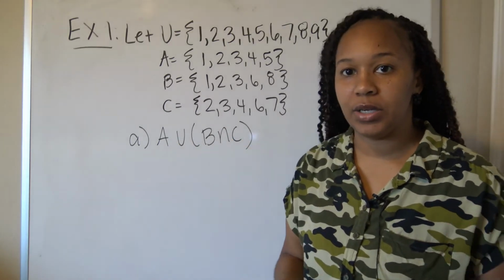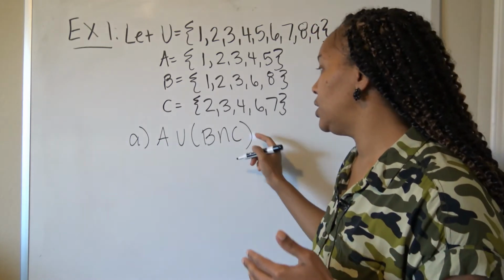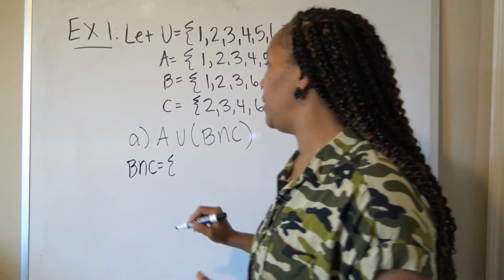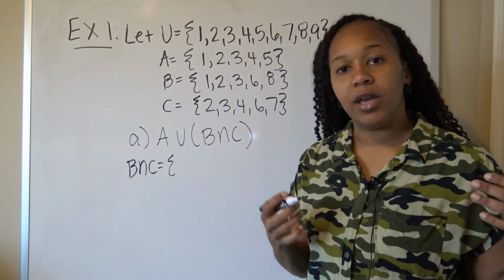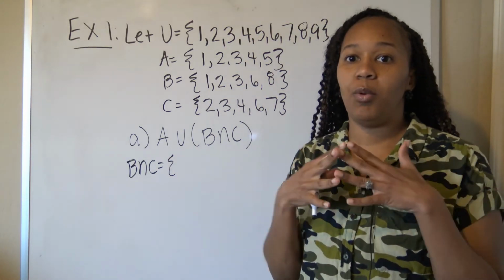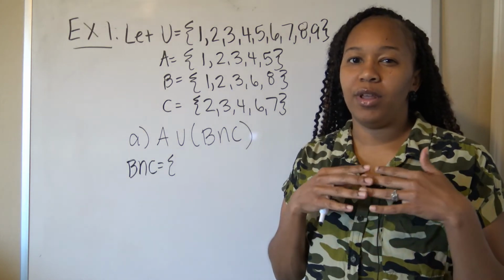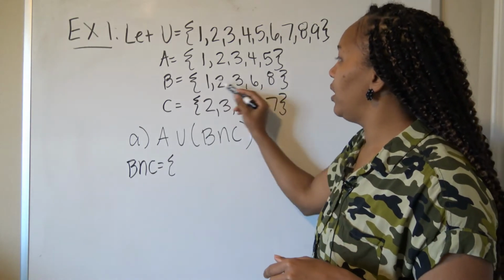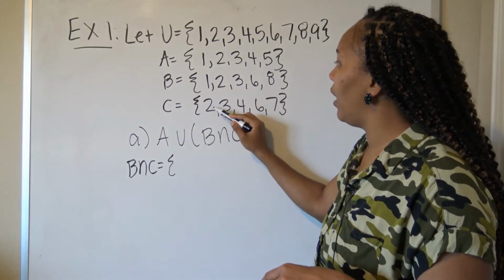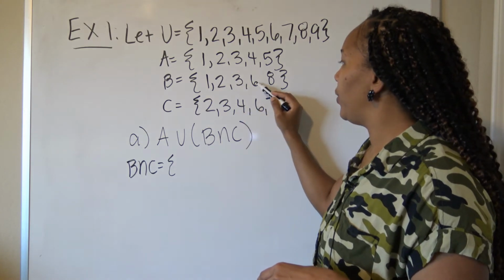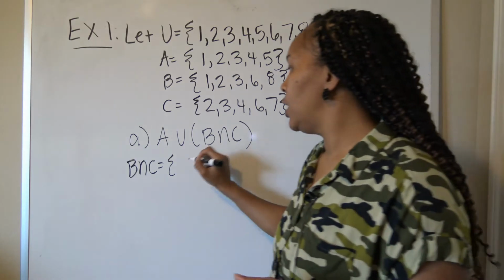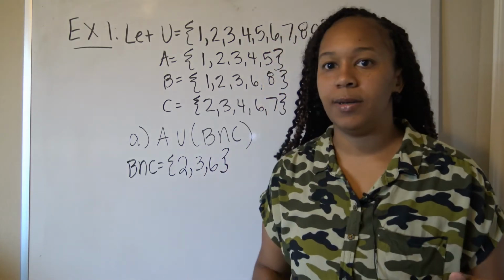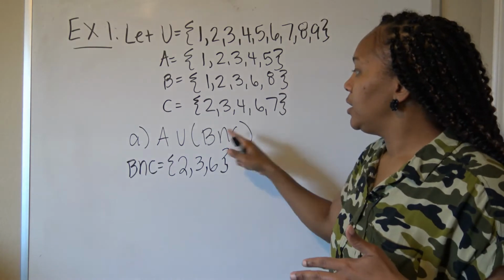Just like I mentioned earlier, you want to start with the parentheses. So B intersect C is in parentheses. I want to figure out what the set B intersect C is. Recall the intersection of 2 sets is the point where those sets overlap, or the set that contains all the elements that are shared between those 2 sets. If we look at B and C, they both have 2, they both have 3, and they also both have 6. So the set B intersect C would be the set with 2, 3, and 6 in it.